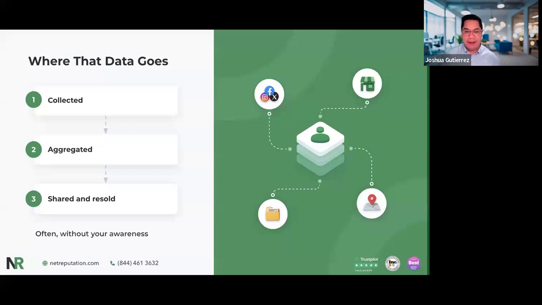So, thinking about that data, where does that data go? In many cases, that data doesn't remain with a single company, like the company that you purchased something from online or the social media you used. It's collected, aggregated, shared, or resold through data brokers and people search services without any direct awareness. These profiles can include some really sensitive information, such as your name, current and past addresses, phone numbers, email addresses, even relatives, and also inferred demographic data.